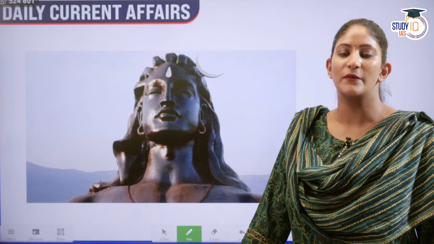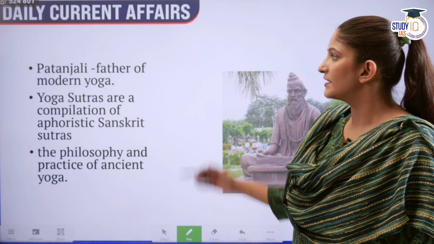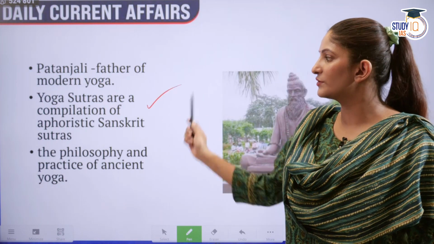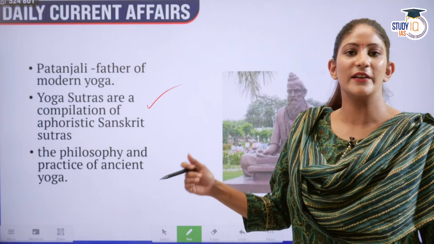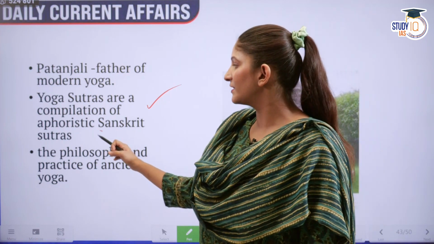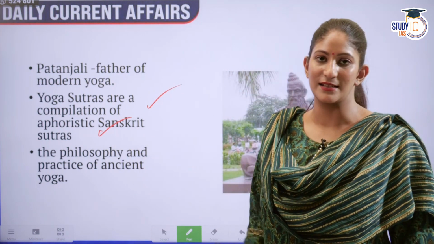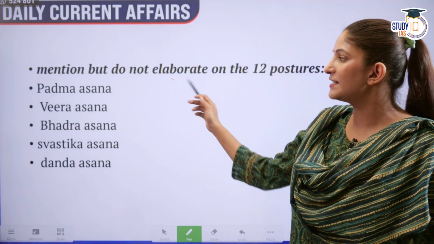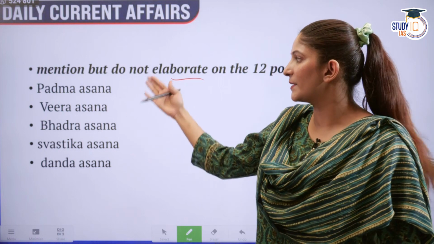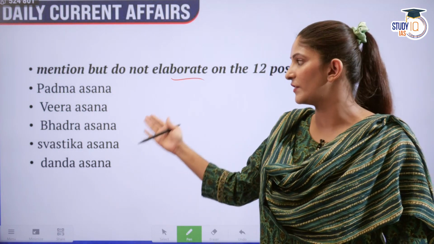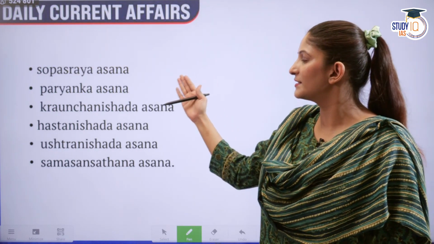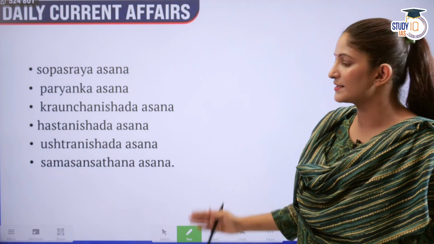In our belief system, the first yogi was Adi Yogi Shiva. And the modern yoga is attributed to Saint Patanjali. In his Yoga Sutras, he has written very important, witty, aphoristic Sanskrit Sutras. This Yoga Sutra has given the philosophy and practice of yoga. So it is mentioning but not elaborating these many asanas which are given in the sutra. Padma, Veera, Bhadra, Swastika, Danda, Sopastrya, Paryanka and the rest as well.